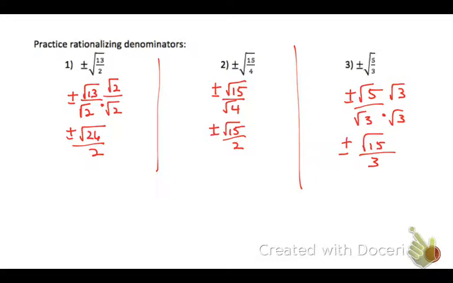Number 2, you simply take the square root of the top and the bottom, and you'll end up with plus or minus the square root of 15 over 2. And then finally on number 3, square root of 5 over the square root of 3, and then just rationalize that denominator. So you end up with the square root of 15 over 3.